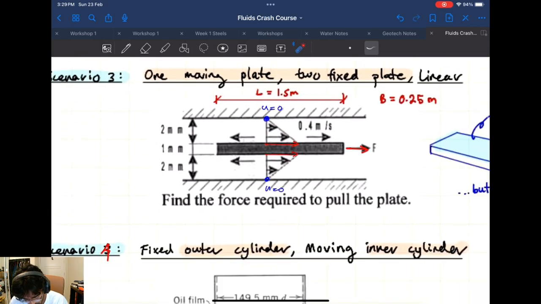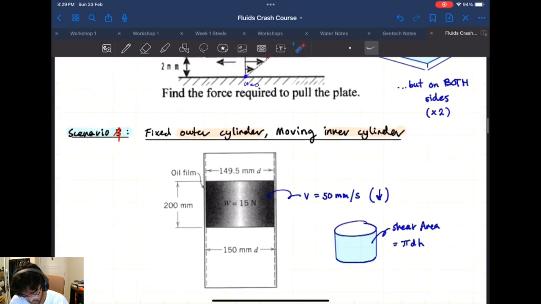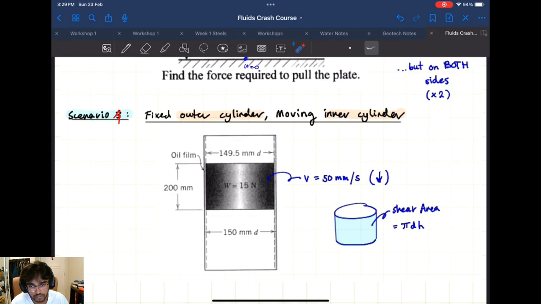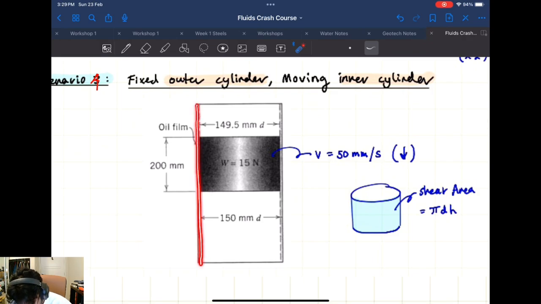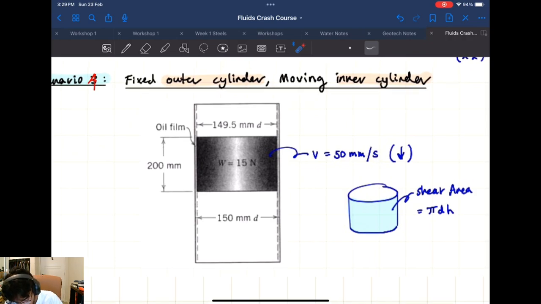Alright. Okay, next, fixed outer cylinder and moving inner cylinder. This is from workshop 1, question 3. What we have over here is a fixed outer cylinder, a hollow cylinder, and within this we've got an inner cylinder, like a solid block cylinder. It's moving downwards with some velocity, we don't know. It's got a weight force, we do know that. And one other thing that we know is that there's some sort of oil film on the side here that's causing it to slip downwards.